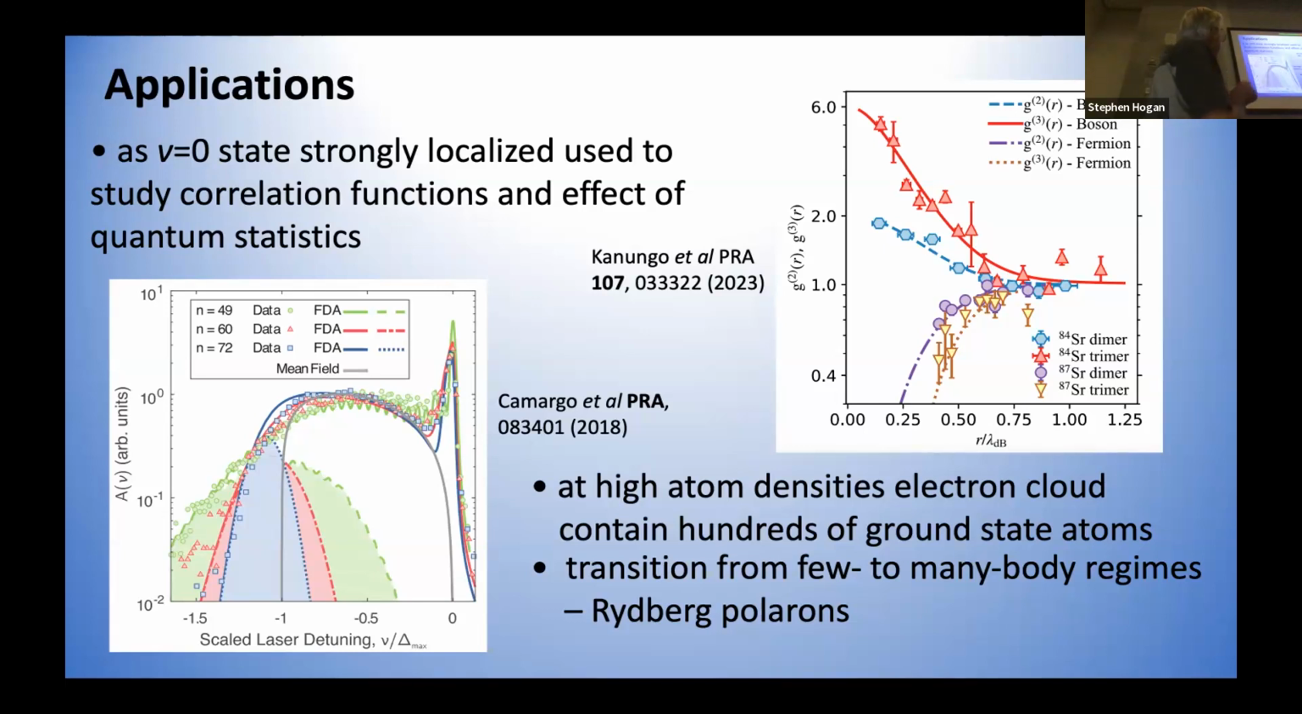Another thing you can do is get to a situation where the Rydberg atom is so big and the background gas is so dense that you can have hundreds of atoms inside the electron cloud. So now you're getting a transition from few to many body regimes. And the atoms inside the Rydberg cloud are being shepherded by this one electron that's going around and bound. And if you go into the limits of this, it has an effect of actually influencing the tail, and this was demonstrated to be an effect in the production of Rydberg polarons.